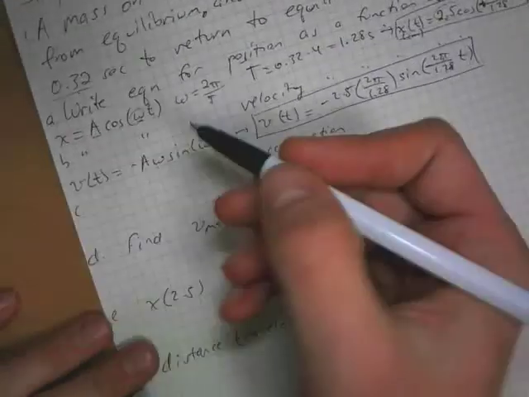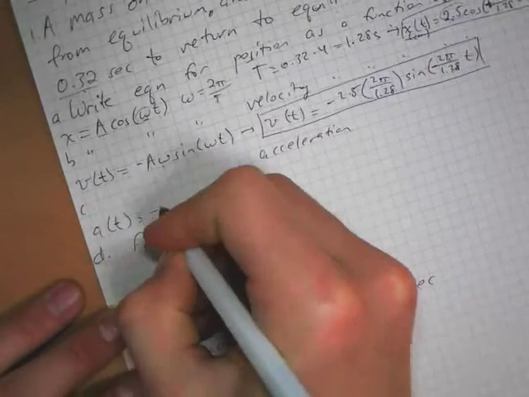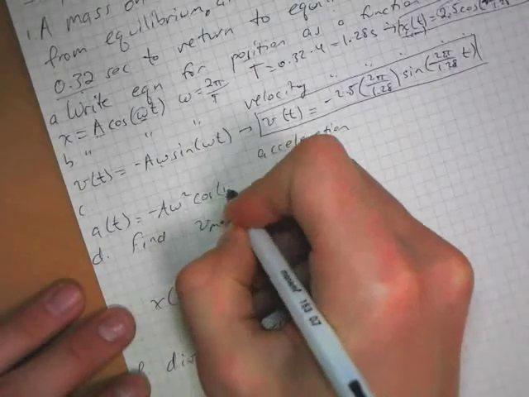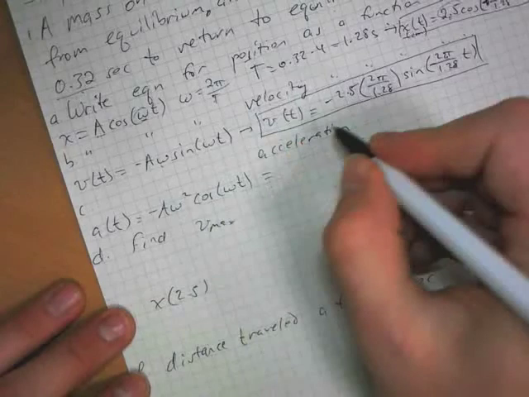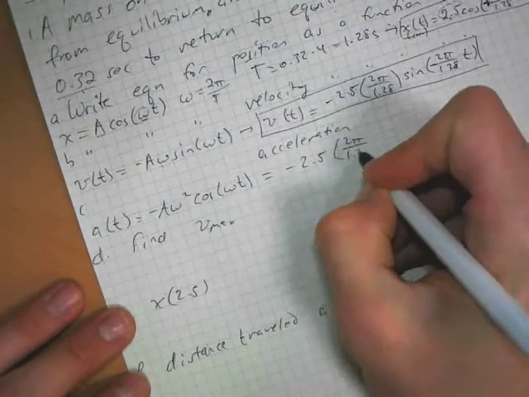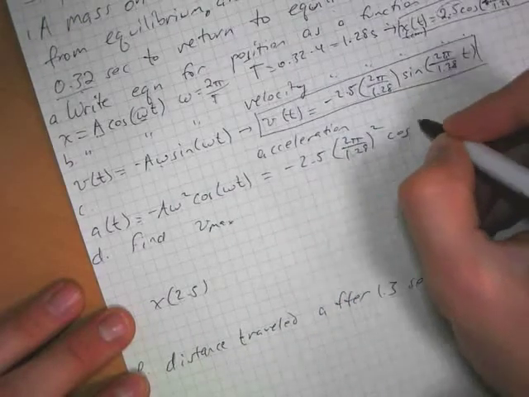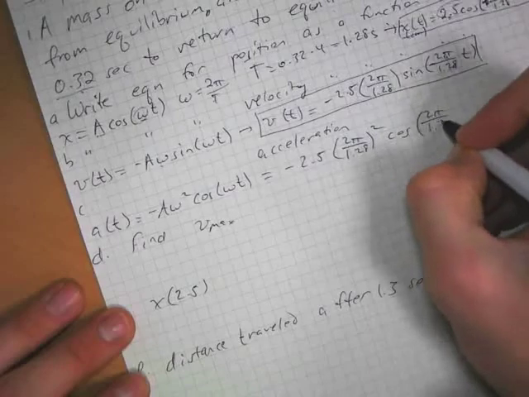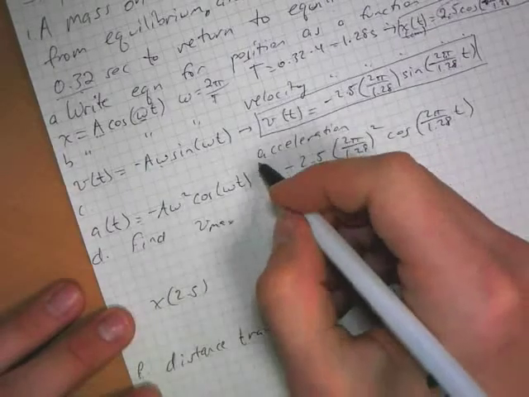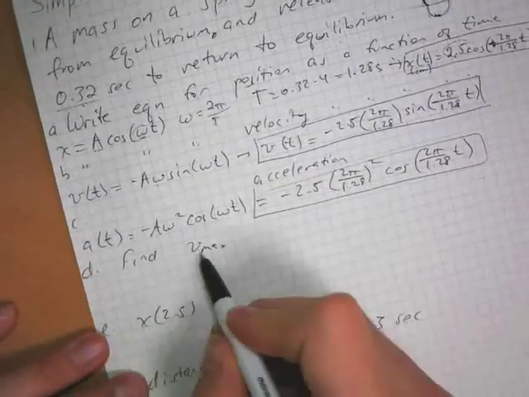And acceleration, again, we have an equation that we have all the pieces for. It's minus A omega squared cosine omega t, which is just minus 2.5 times 2 pi over 1.28 squared cosine of 2 pi over 1.28 t. Very straightforward.